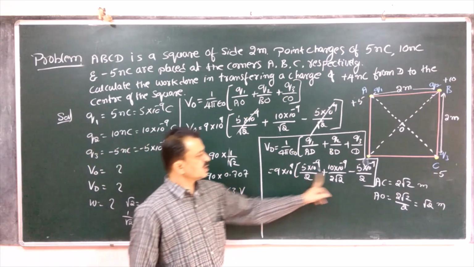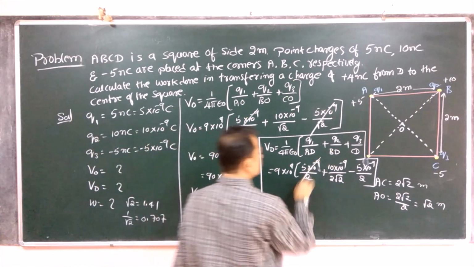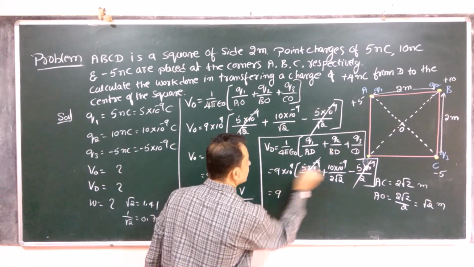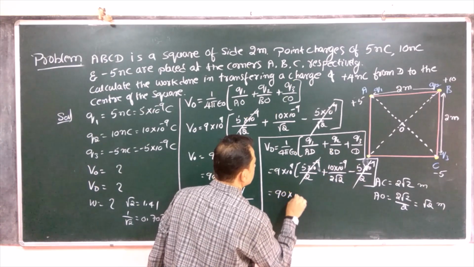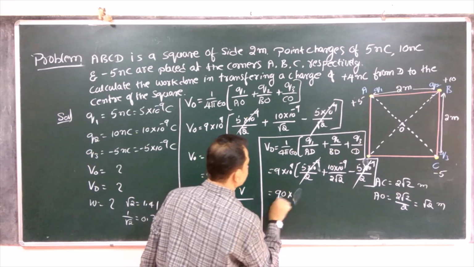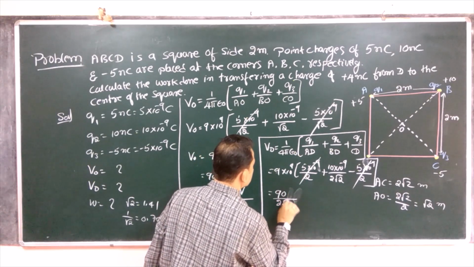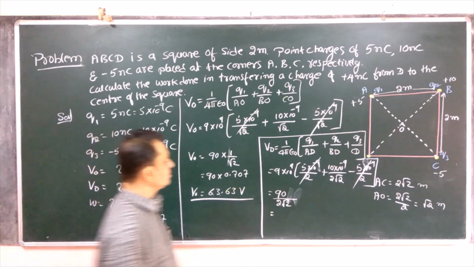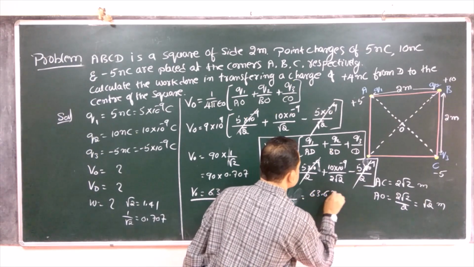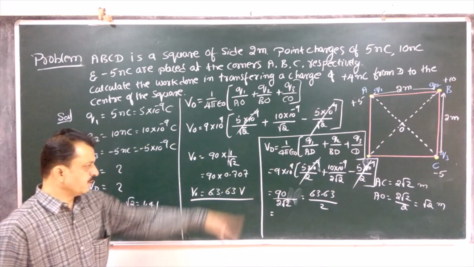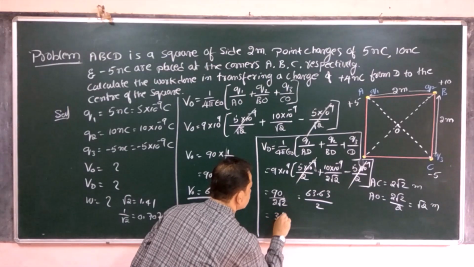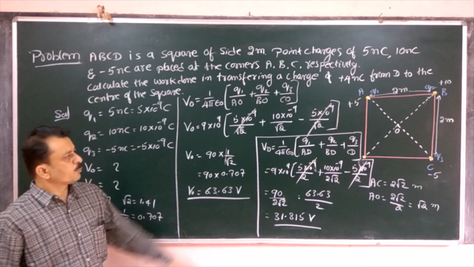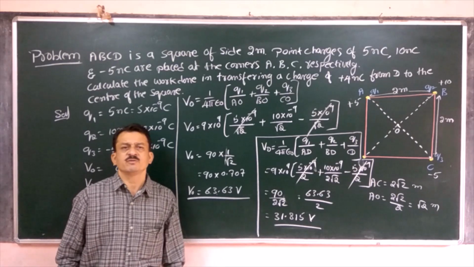Once again here, the first term and the third term cancel. Plus and minus is there, so they cancel. We are only left with the second term. It is 9 into 10, that is 90 into 10 to the power of plus 9 minus 9 cancels. 90 divided by 2 root 2. So 90 by root 2 that we have already calculated, it is 63.63. 63.63 divided by 2, so divide by 2. So that gives 31.815 volts. Therefore the potential at D is 31.815 volts.